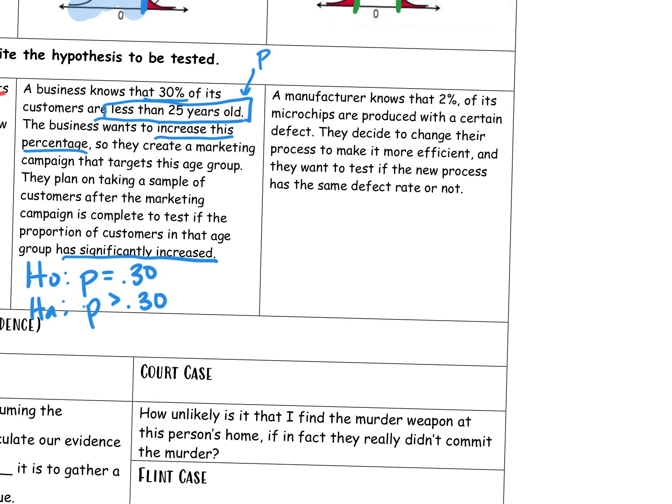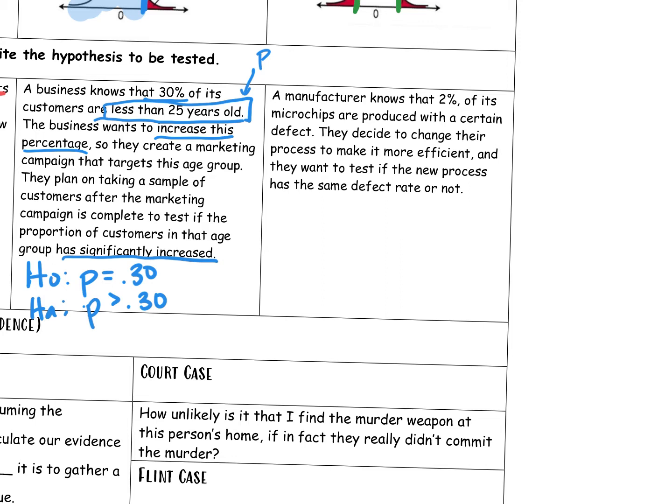A manufacturer knows that 2% of its microchips are produced with a certain defect. They decide to change their process to make it more efficient, and they want to test if the new process has the same defect rate or not. So they want it to be more efficient. But one of two things can happen. It can be more efficient, or it can not be more efficient. So what they're really saying is that we don't know if it's more efficient or not. We just want to see if it's different than the current 2% that they're stating.